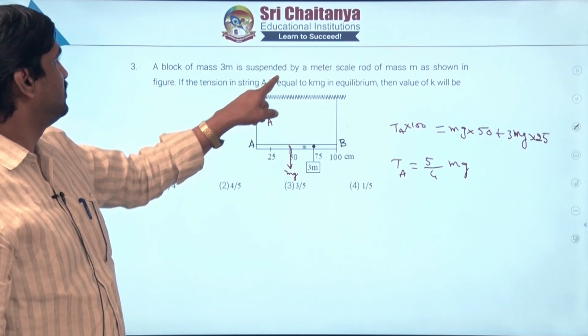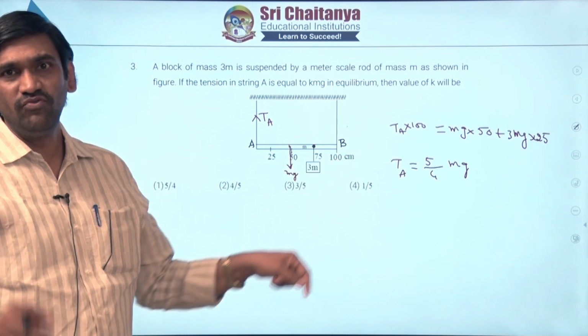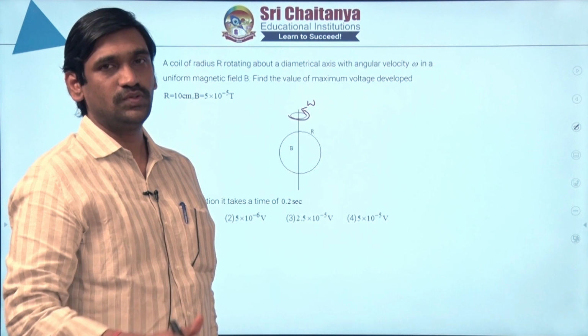Now compare with it. Here T is equal to k mg. Therefore, k is equal to 5 by 4. So the first option is correct. Now, go to the fourth question.